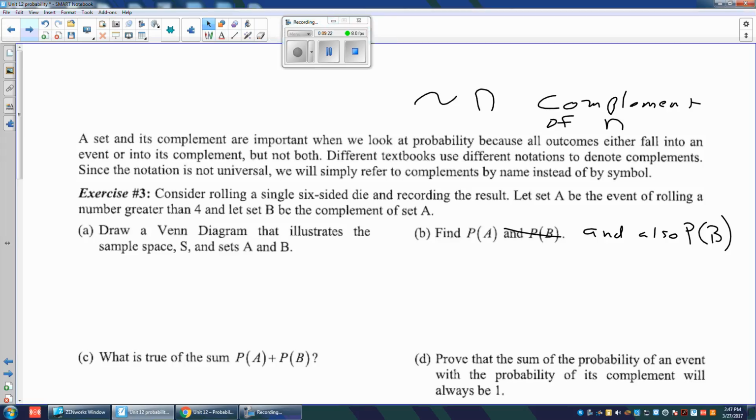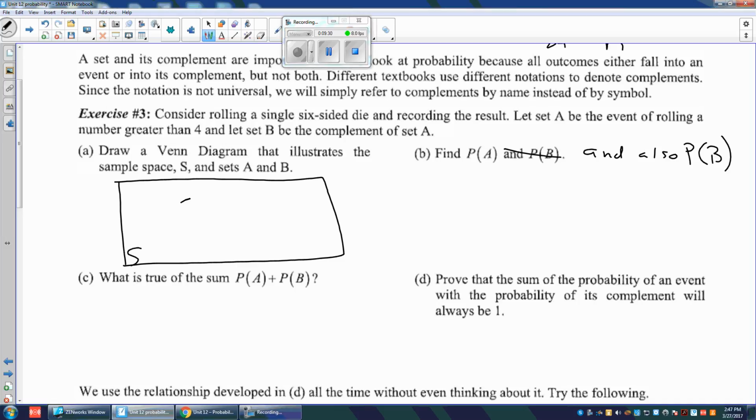Okay. Draw a Venn diagram that illustrates the sample space S and sets A and B. Since we already defined sample space and set A and set B, we can abbreviate. They don't cross.